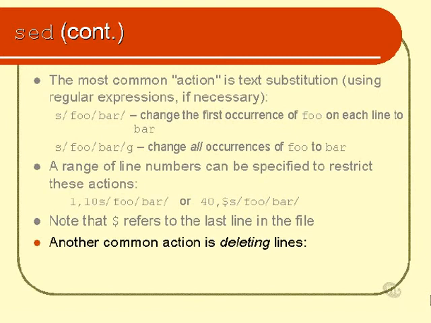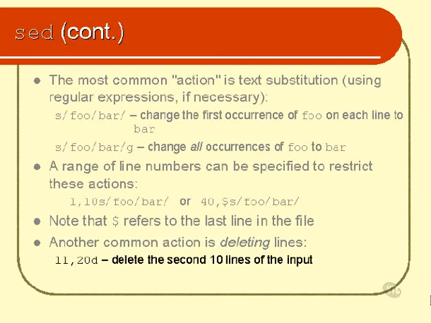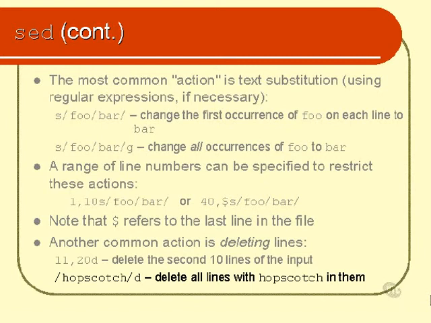The second action, I've shown you one action so far, the action of substituting. Another common action is deleting lines. And that is done like so. Delete lines 11 to 20. That's a very simple one. Or alternatively, if you like, /hopscotch/d. Delete all lines with hopscotch in them. Let's have a look at an example of that.